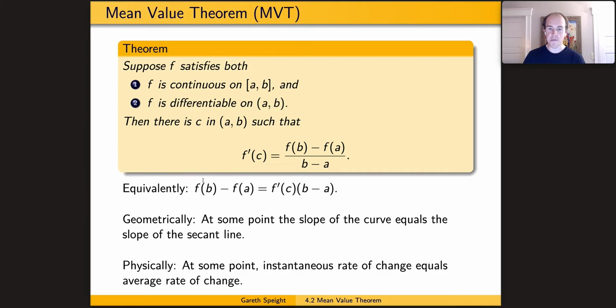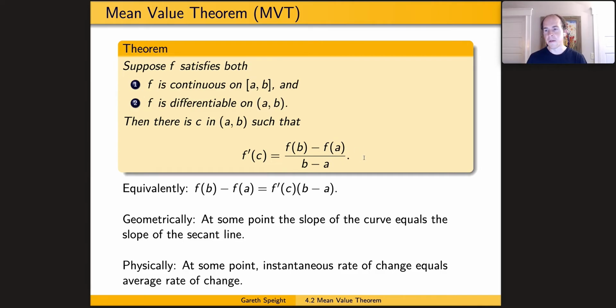And physically, what does this mean? If we have some physical process represented by f of x, say f of x is distance, then f prime will be speed. So f prime of c is the instantaneous rate of change, and (f of b minus f of a) over (b minus a) is the change in the output divided by the change in the input. This is the average rate of change. So it's saying that at some point in time, the instantaneous rate of change equals the average rate of change.